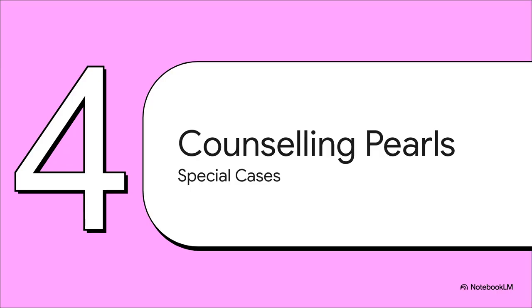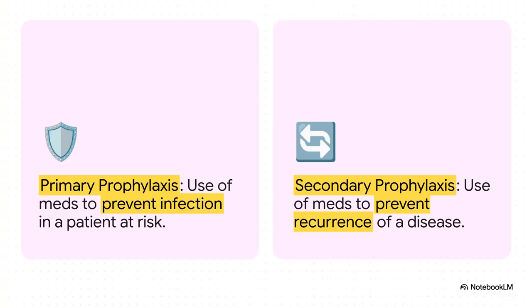All right, let's bring it home with a few high-yield counseling pearls and special cases that you're definitely going to see in your practice. You're going to hear these two terms all the time, so let's just make sure we're totally clear on the difference. Primary prophylaxis is what we use to prevent that first infection in a patient who's at risk. Secondary prophylaxis is what we use to prevent a relapse after a patient has already been treated for an OI. Think of it as maintenance therapy.